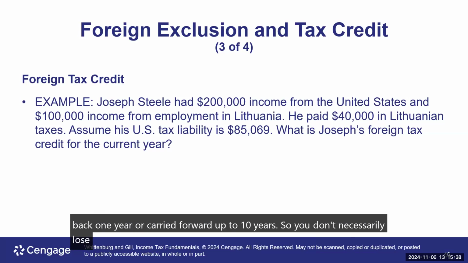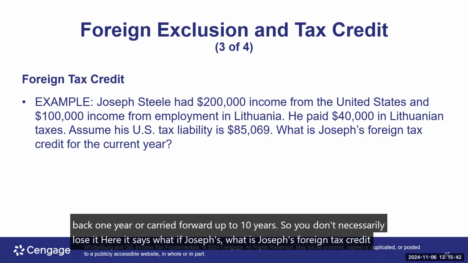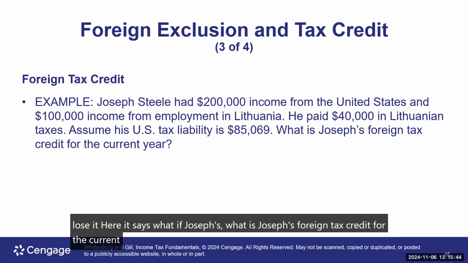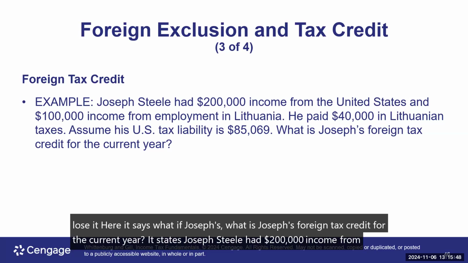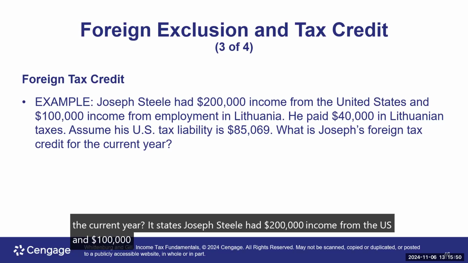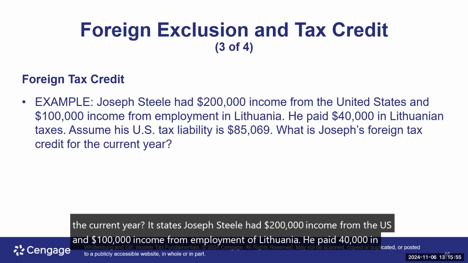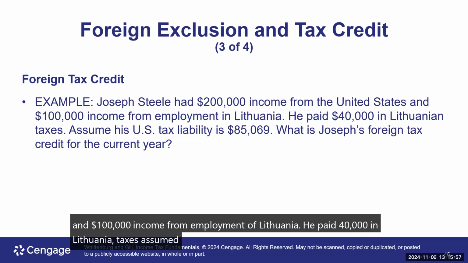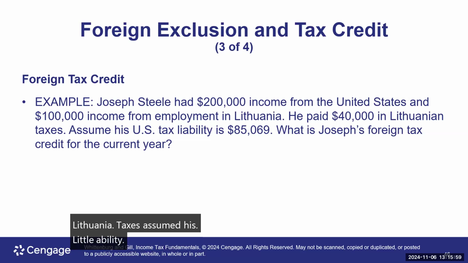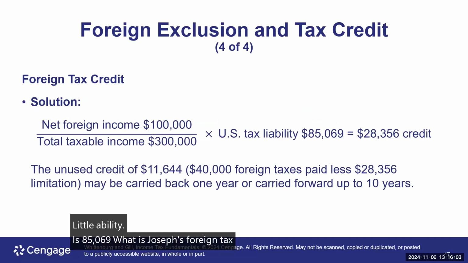Here it says, what is Joseph's foreign tax credit for the current year? It states Joseph Steele had $200,000 income from the U.S. and $100,000 income from employment in Lithuania. He paid $40,000 in Lithuania taxes. Assume his U.S. tax liability is $85,069. What is Joseph's foreign tax credit for the year?